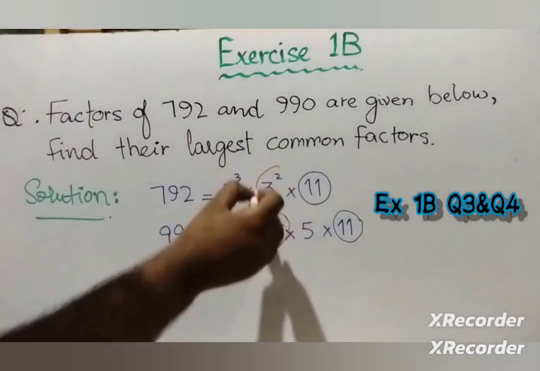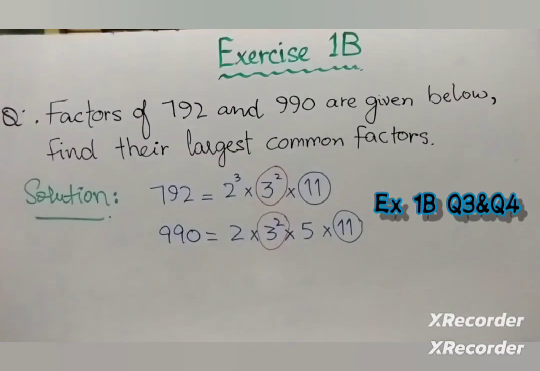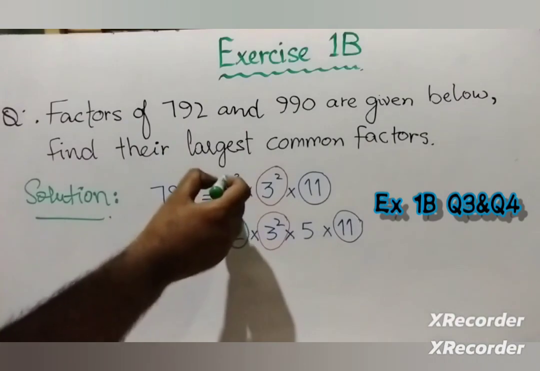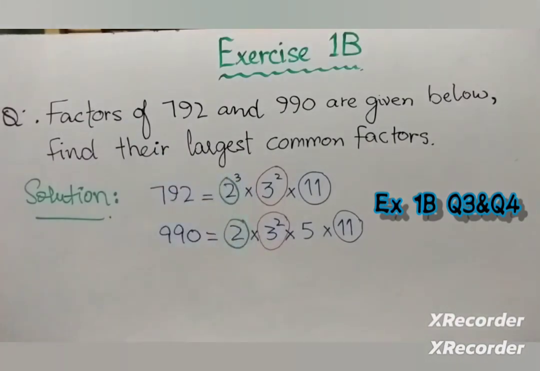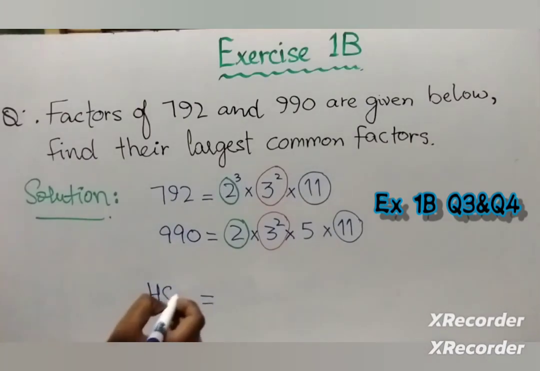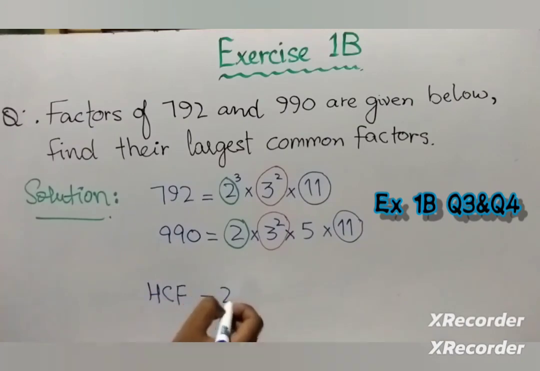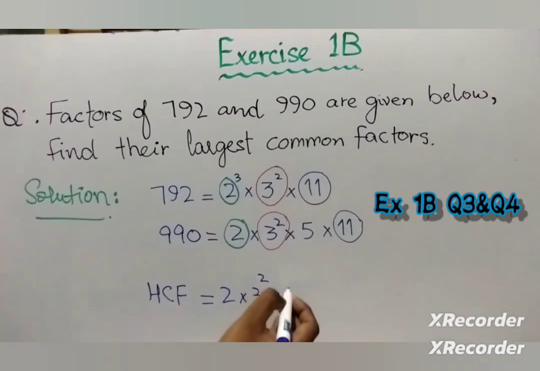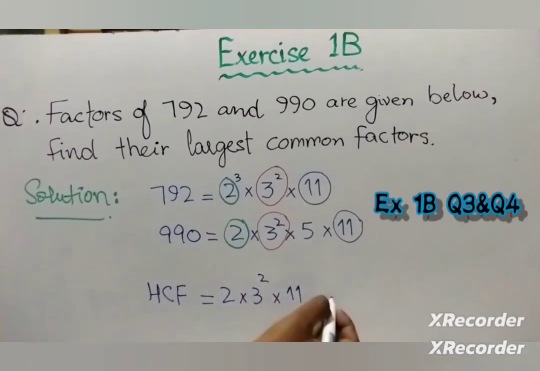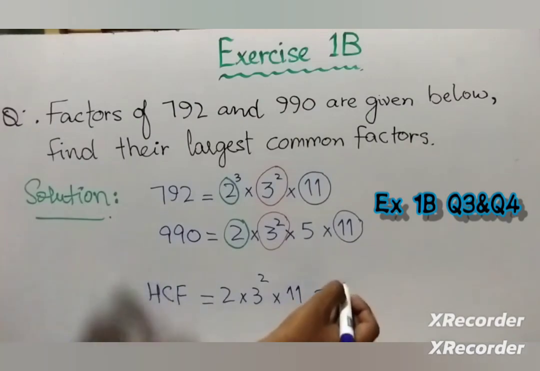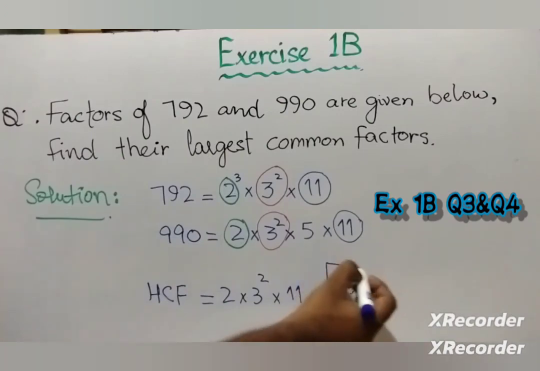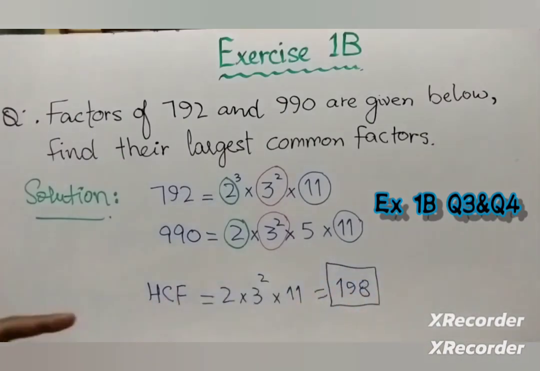3 square, and only 2, not 2 cube. So what we get, 2 multiplied by 3 square multiplied by 11, and by solving this we get 198. This is our required SCF.